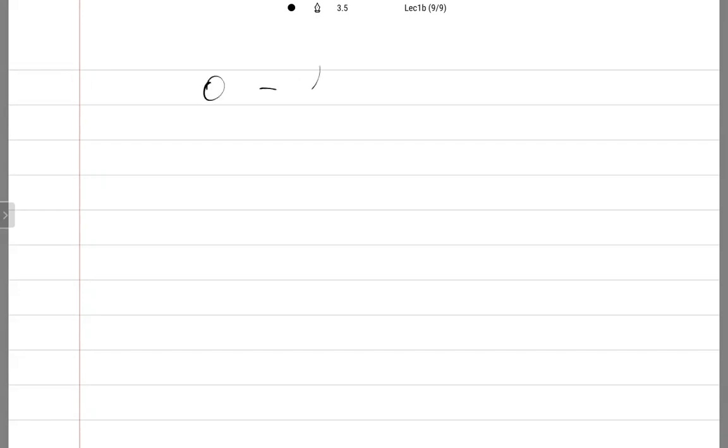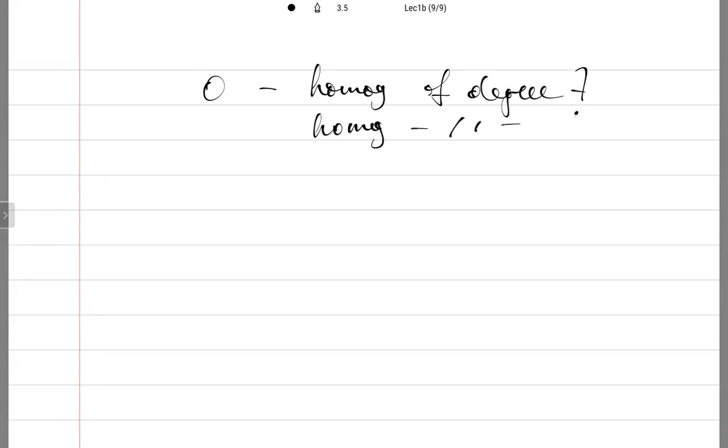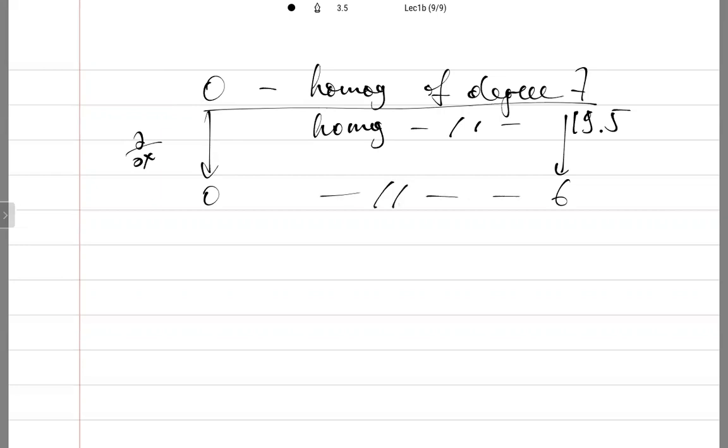Because zero is homogeneous of any degree, it is homogeneous of degree, let's say, seven, of degree 19.5, of every degree, so there is no problem. You take a derivative, and the final statement will be that zero is homogeneous of degree 12. It's true. If you take one more derivative, zero is homogeneous of degree 7. You take a derivative, it will be zero, so it will be homogeneous of degree 6. That's okay. Zero is homogeneous of every degree.